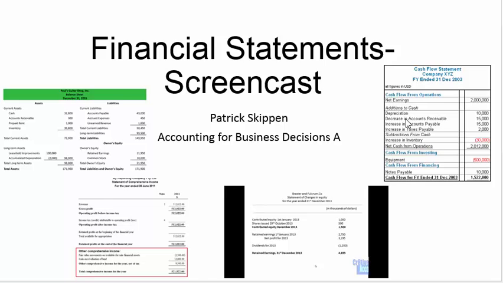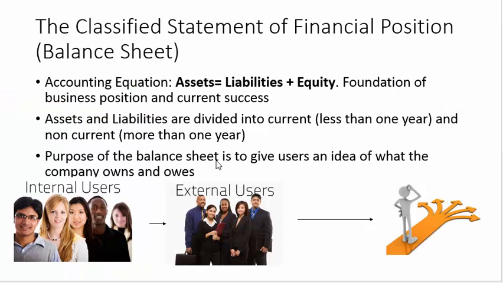to improve business performance. The first statement we will look at is the classified statement of financial position, or the balance sheet, which uses the fundamental accounting equation: assets equals liabilities plus equity. Assets include current ones like cash and non-current assets like business equipment, which are the resources of business that are able to provide economic benefits in the future.